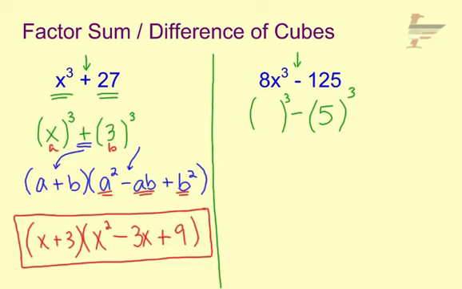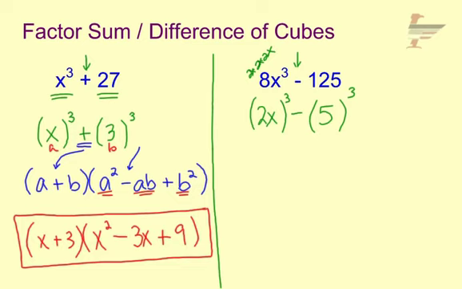So the question becomes, what did we cube to get an 8x cubed? This 8 is a 2 times 2 times 2, and then because there's an x with it, if we do a 2x times a 2x times a 2x, okay, you can't really see that very well, but in this case, we're going to cube a 2x to get 8x cubed. 2x times 2x times 2x.